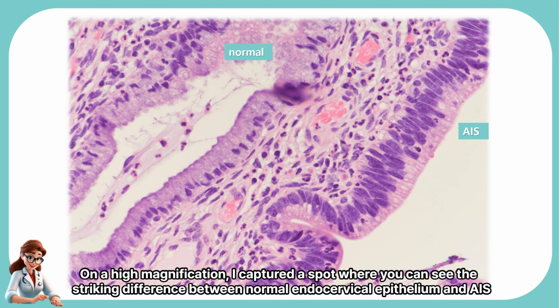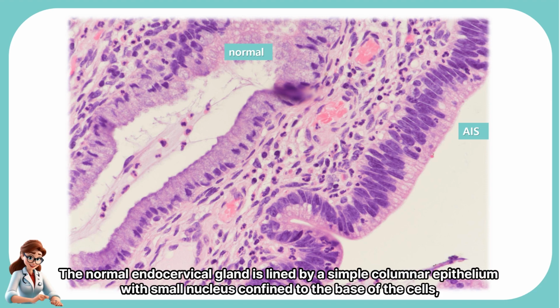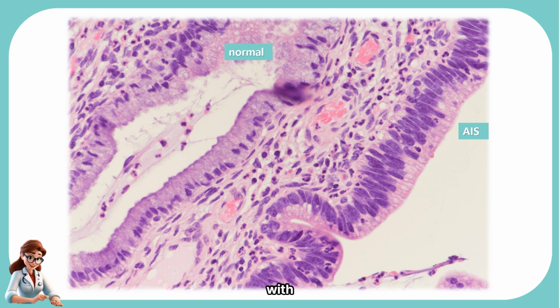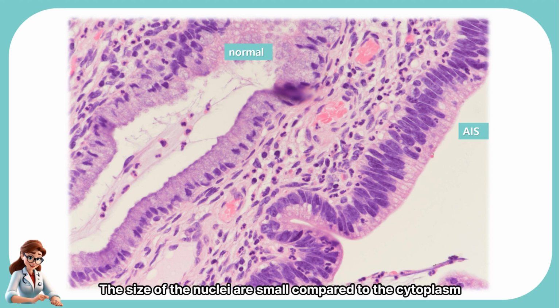On a high magnification, I captured a spot where you can see the striking difference between normal endocervical epithelium and AIS. The normal endocervical gland is lined by a simple columnar epithelium with small nucleus confined to the base of the cells, with mucin filling the upper luminal portion of the cells. The size of the nuclei are small compared to the cytoplasm.